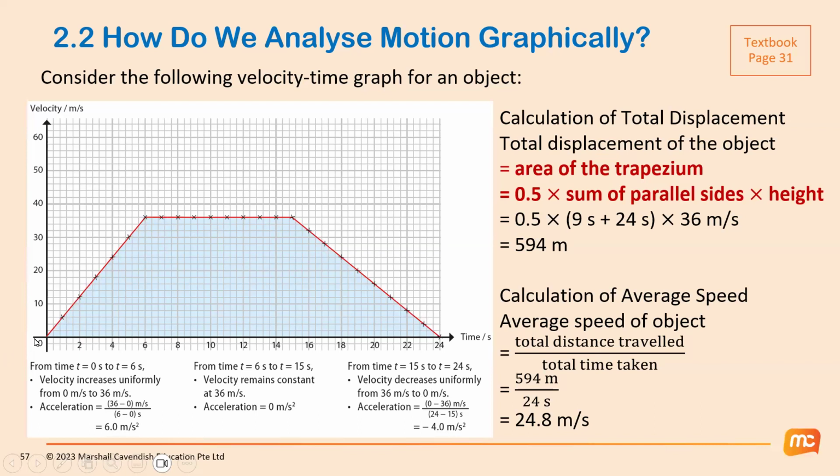So it's 9 plus 24. This and this are my parallel sides. So it's half times 9 plus 24, times the height of the trapezium. The height of the trapezium is over here, which is actually 36. So you get 0.5 times 9 plus 24 times 36. You should be able to get 594 meters. This will be the total displacement covered. And I want to find the average velocity or average speed, which will be total displacement over total time. So it will be 594 over the total time 24. I should be able to get 24.8 meters per second.